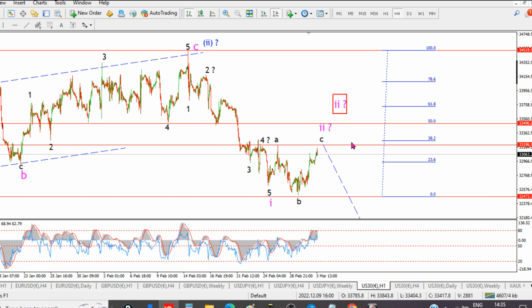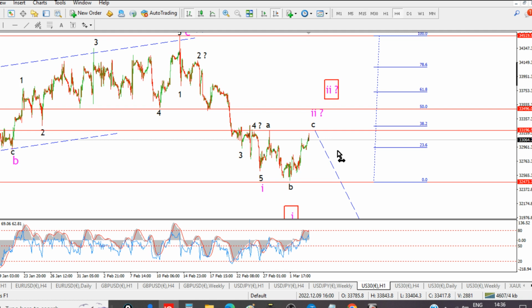I have been pointing people on the website to that area between the previous wave A high and the 50% retracement. So between 33,200 and 33,490, let's say. That gives us a target area for wave two to complete, and then we'd look for a decline into wave three.